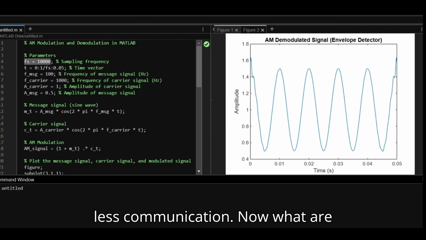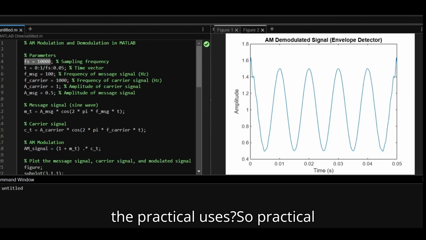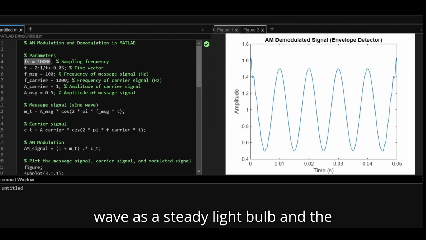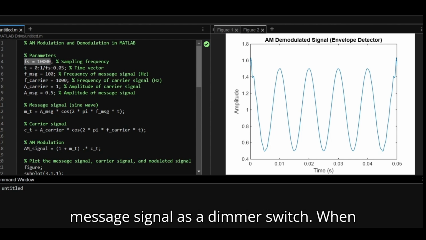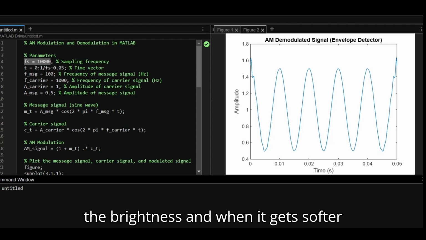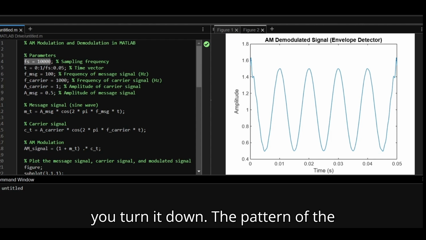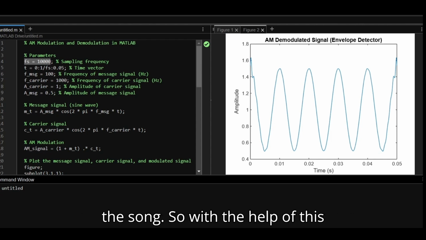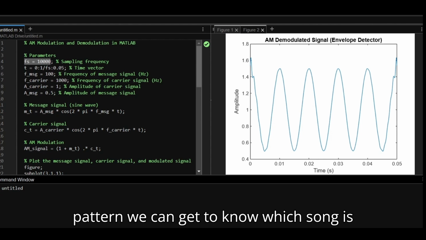Now, what are the practical uses? A practical example of this is, think of a carrier wave as a steady light bulb and the message signal as a dimmer switch. When the song gets louder, you turn up the brightness, and when it gets softer, you turn it down. The pattern of the brightness changes represents the song. So with the help of this pattern, we can get to know which song is playing.